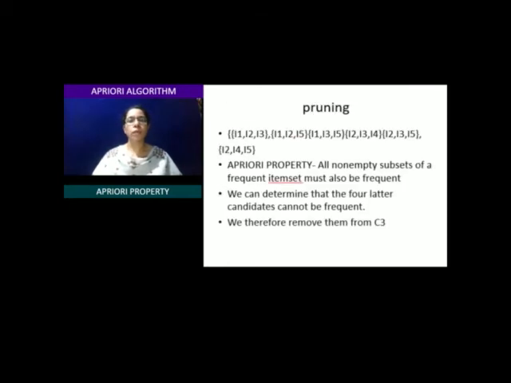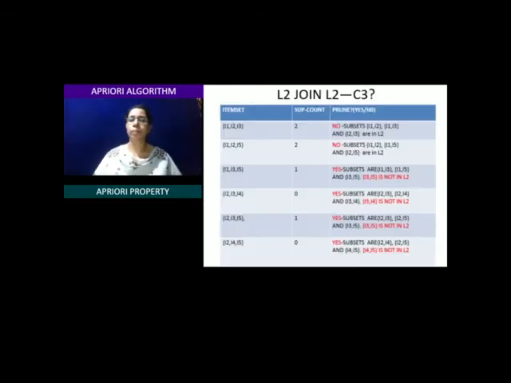Now these are the items obtained by the join operation. We are going to apply the a priori property, and we find that the 4 items I1, I3, I5; I2, I3, I4; I2, I3, I5; and I2, I4, I5 are not frequent because they do not satisfy the a priori property. So we remove them from C3.